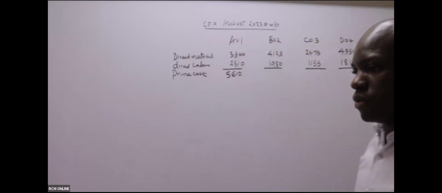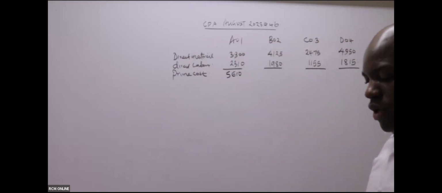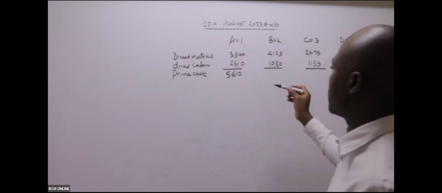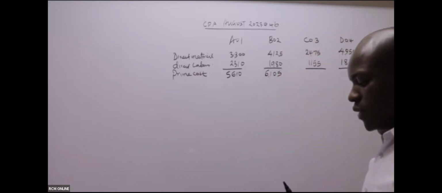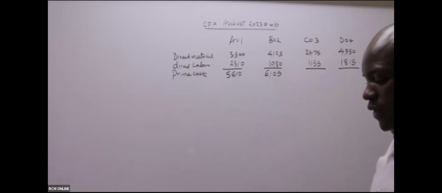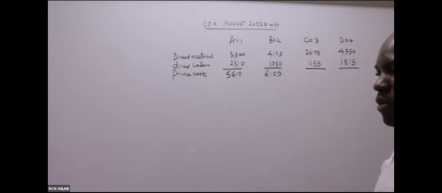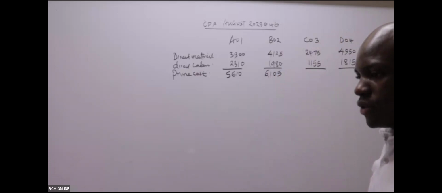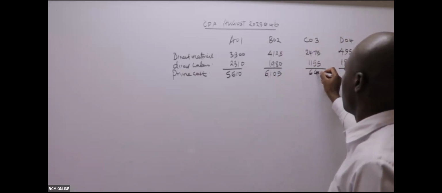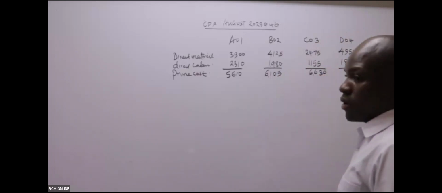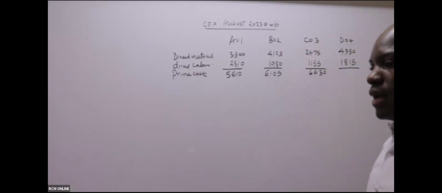Then product number 2. What are we having there? Product number 2, 6105. How about the third product? Somebody else will be able to give us the answer. 6630. And the last one.